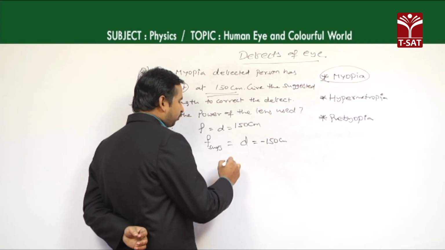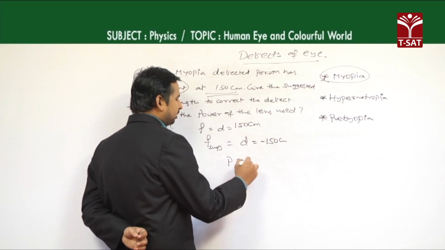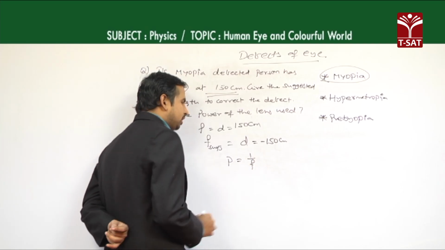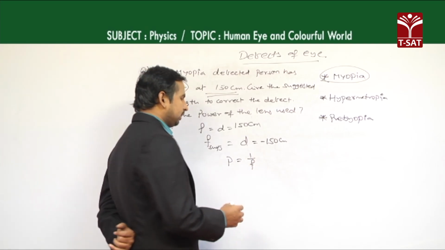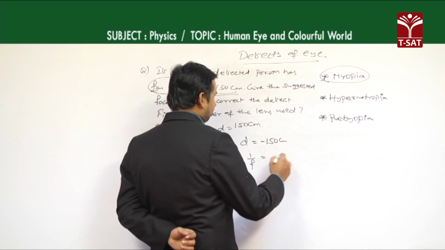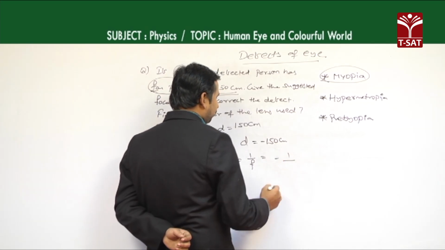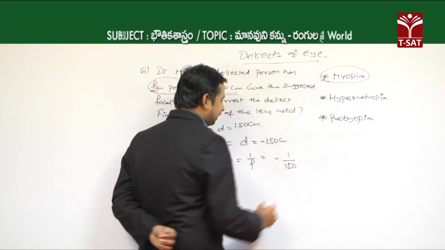Then if you want to find the power for the suggested focal length, the power is the reciprocal of the focal length f, then P is equal to minus 1 by the focal length given, which is 150.